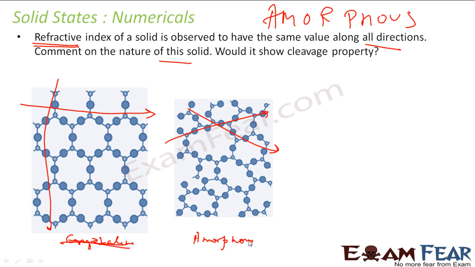Now the next question is, would it show the cleavage property? Since this is amorphous, it won't show the cleavage property, because if you cut this compound with a knife into two halves, right? You won't see the surface to be smooth, so it won't show the cleavage property. It will have an irregular surface. Correct? So the first step is you need to find whether the substance is amorphous or crystalline, and then tell whether it has the cleavage property or not.